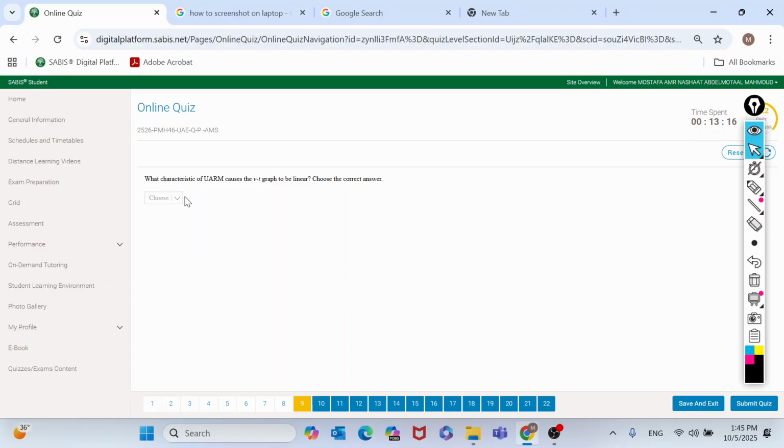UARM causes the v-t graph to be linear. UARM means acceleration is constant. And if acceleration is constant, then the slope of the v-t graph is constant, which means it would be linear. It wouldn't be a curve. So, acceleration.